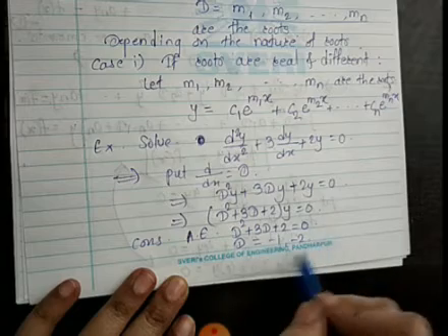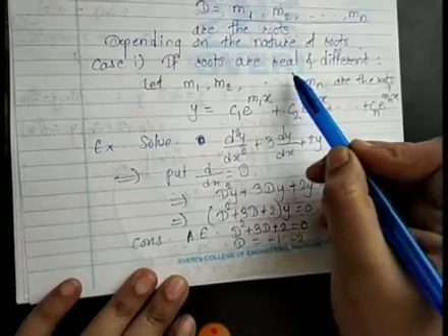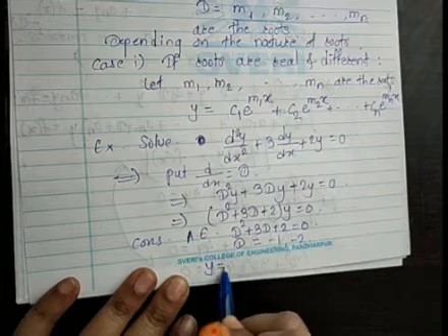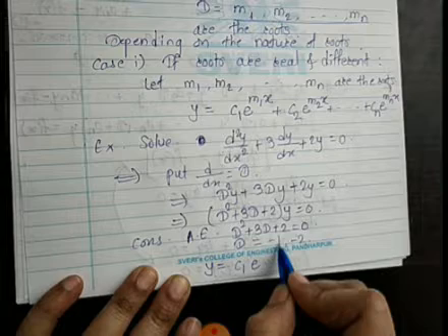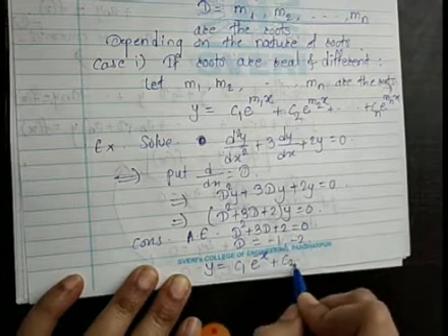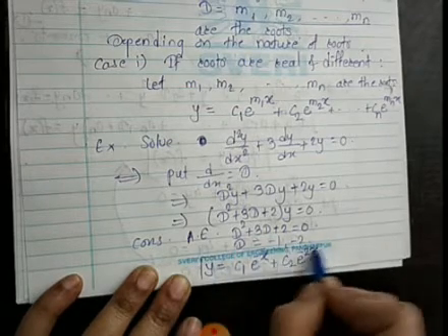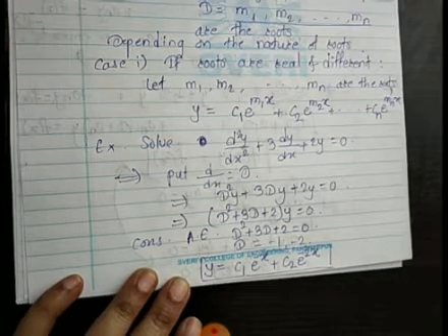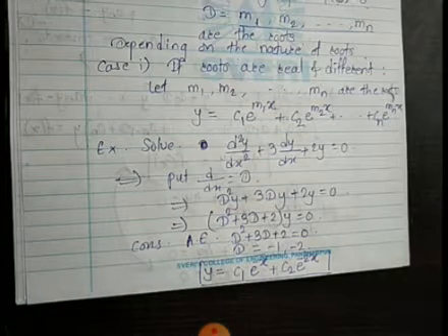Just check the nature of these roots. These are real and different. And we know how to write the solution for real different roots. So its solution will be y = c1 e^(-1x) + c2 e^(-2x). Done. This is your answer. Now are you getting it? Okay, good.